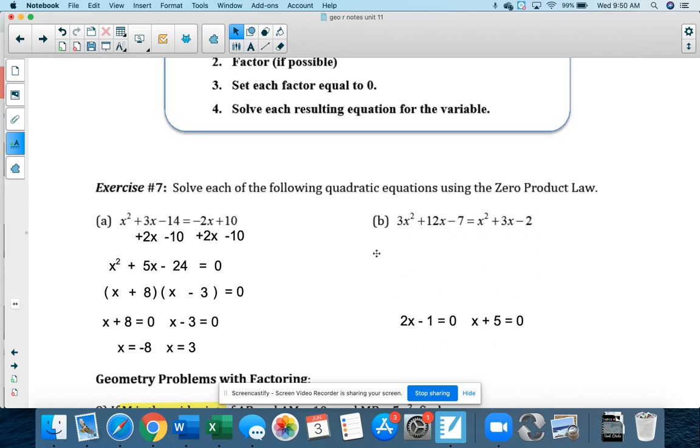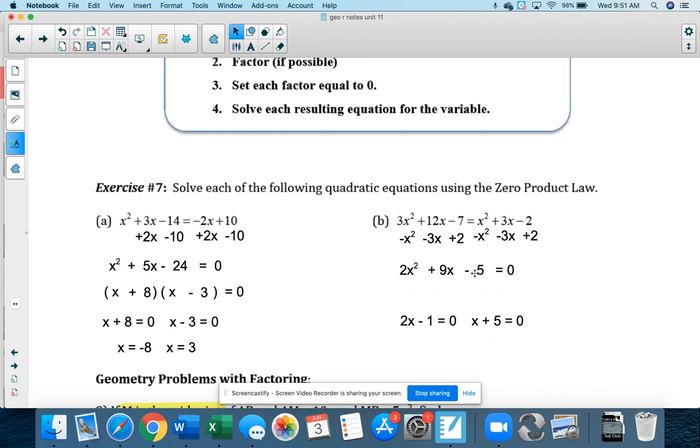Okay. B, again, I'm doing the same thing. I need to solve, so I need everything on one side. So I'm going to bring this x squared over to the other side, bring the 3x over, bring the negative 2 over. So I'm going to subtract x squared, subtract 3x, and add 2. 3x squared minus x squared is 2x squared. 12 minus 3 is 9x, and negative 7 plus 2 is negative 5.